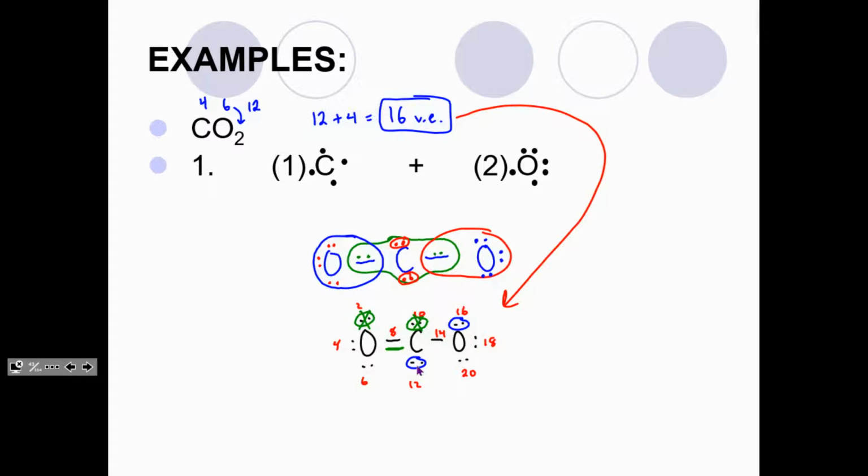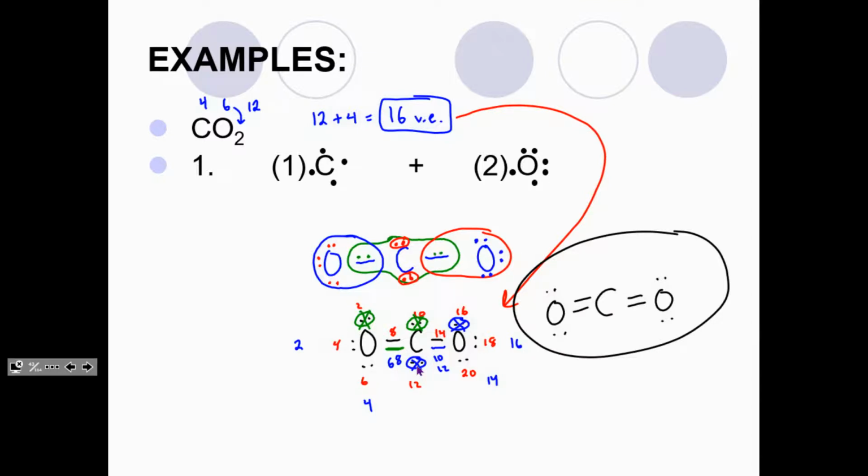I have a choice. I can either do it again on the other side, or, like I said, I can have it symmetrical, and I'm going to use these two here to make a double bond. Now if I go and recount, what you'll see is I have 2, 4, 6, 8, 10, 12, 14, 16, and that matches. So my cleaned up dot structure is going to be right here. This is my final dot structure.